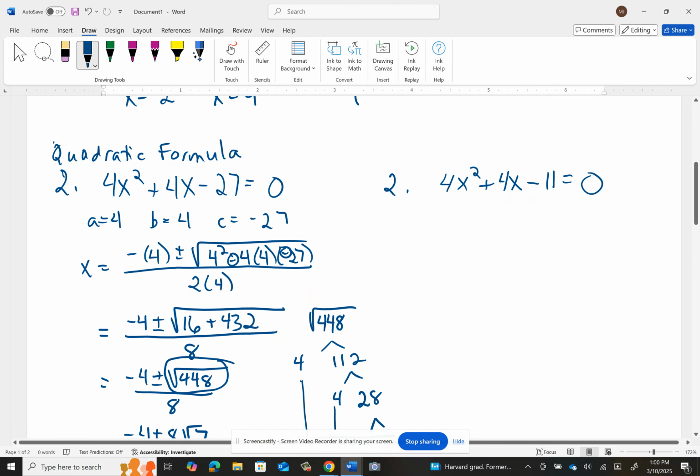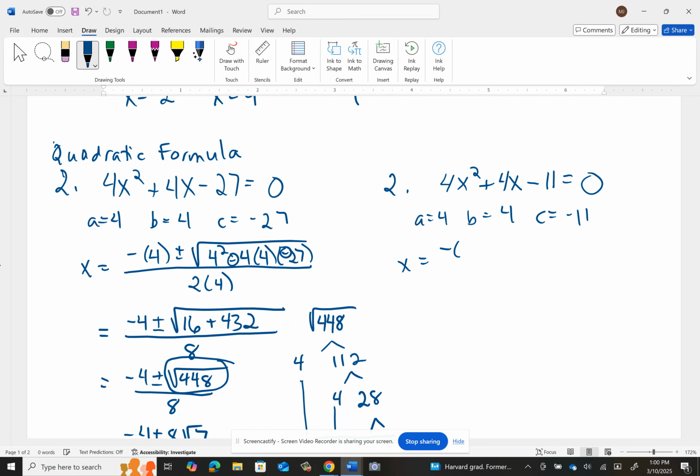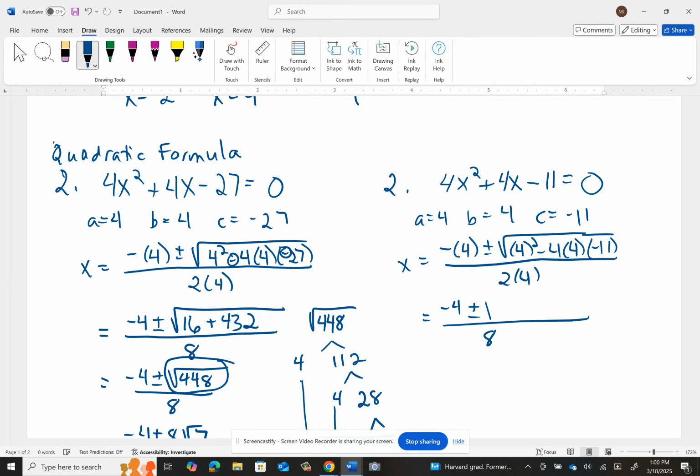Okay, so here the A is 4, the B is 4, and the C is -11. So the solutions would be found by doing the opposite of 4 plus or minus square root of the 4 squared minus 4 times -11, all of that over 2 times 4. So we're going to have a -4 and an 8. Under the radical, we're going to have a 16 plus something, because a negative times a negative would be plus. And then 16 times 11, I don't know what that is.